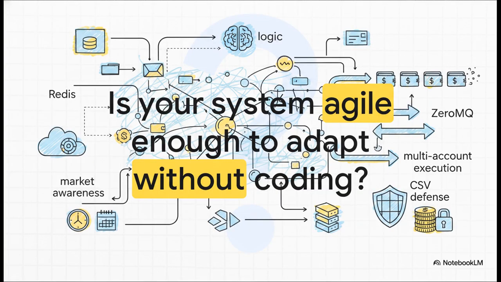Ultimately, the V6.0 anti-gravity system really is a masterclass in separating your logic from your configuration. It relies on Redis for unified market awareness, ZeroMQ for lightning-fast multi-account execution, and a strict CSV-driven defense to ensure capital is never overly exposed. Which leaves us with this final thought. When market conditions inevitably shift, or prop firms decide to update their complex rules overnight, is your trading architecture agile enough to adapt perfectly without rewriting a single line of code?